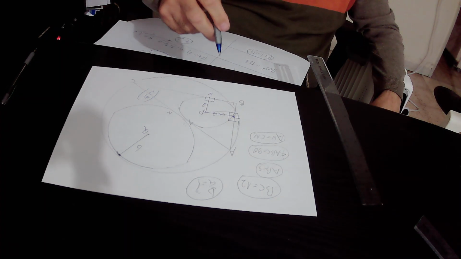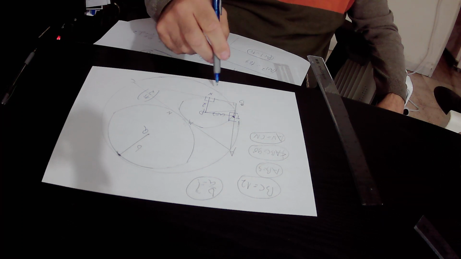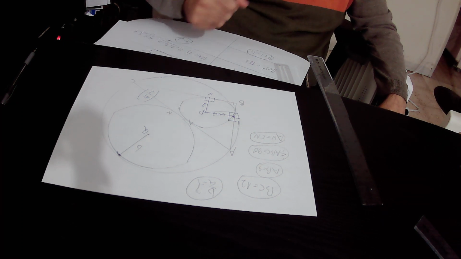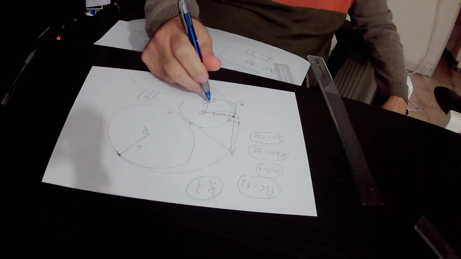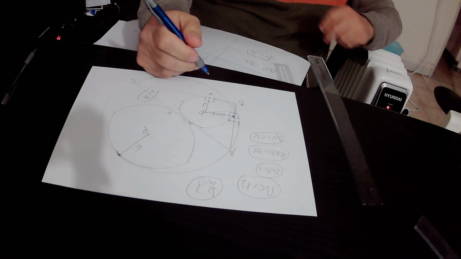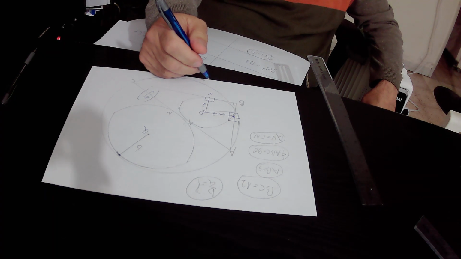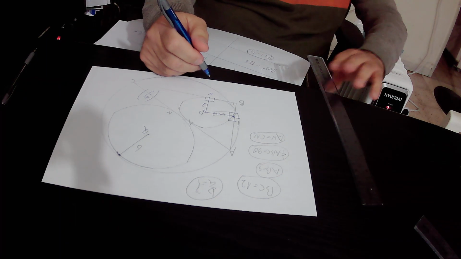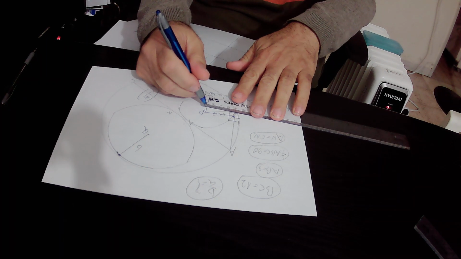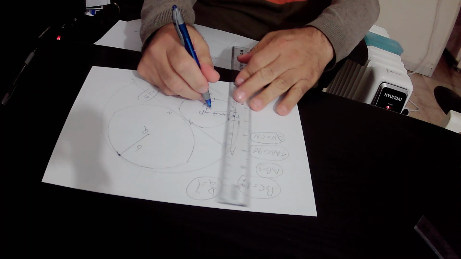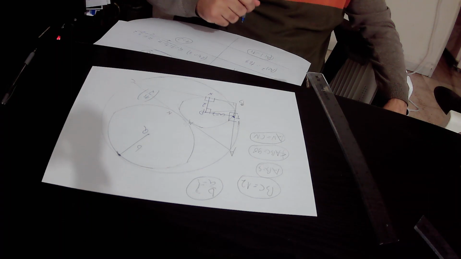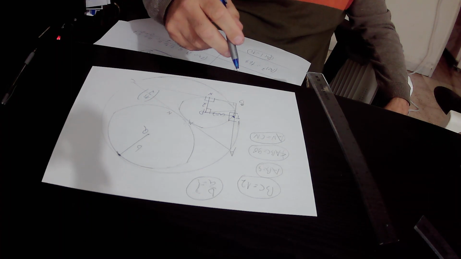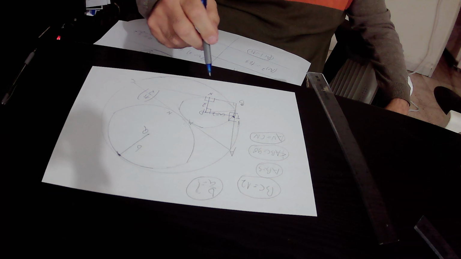So inside quadrilateral PTBN, we have 1, 2, 3 right angles. The sum of 3 right angles is 90 times 3, which is 270 degrees, plus the fourth angle. In total, they must be equal to 360 degrees, according to the rule that the sum of the angles in any quadrilateral is equal to 360 degrees. Therefore, the missing angle must be equal to 90 degrees. So inside quadrilateral TPBN we have 4 right angles.